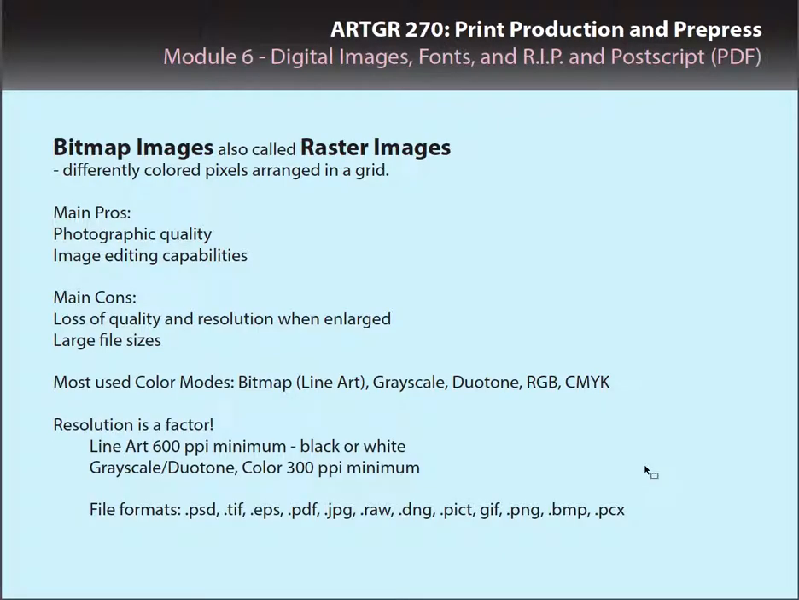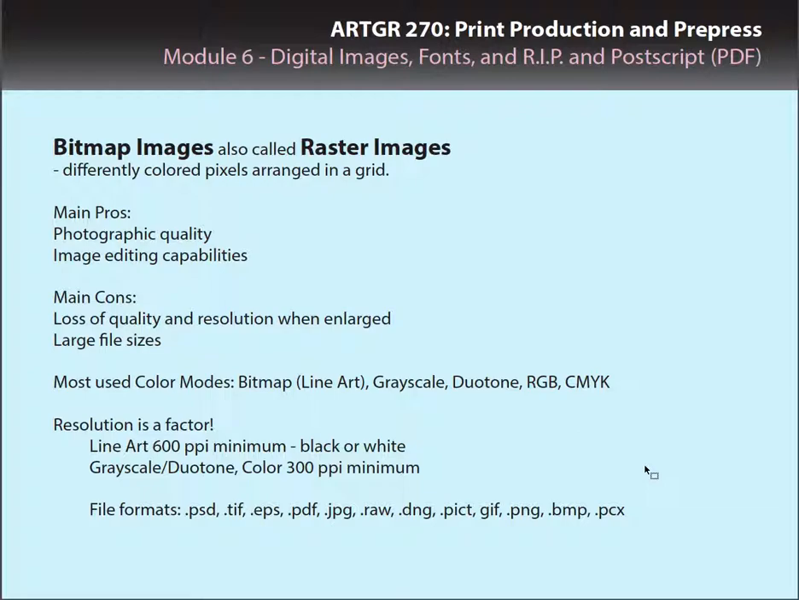So with raster graphics, resolution is the big factor. It's something to always pay attention to. When you're working with bitmap line art, you want to keep that at a 600 ppi minimum. That gives you crisper edges to your lines. And when you're doing grayscale, duotone, or color, our standard is 300 ppi.